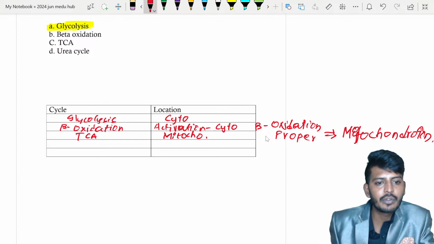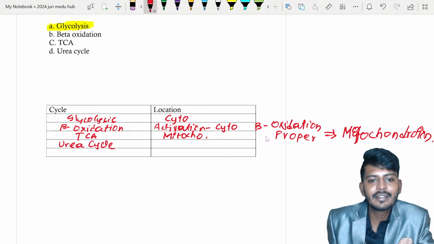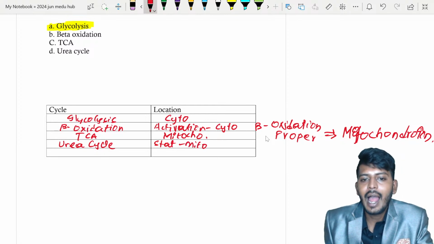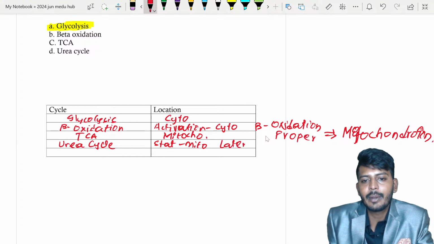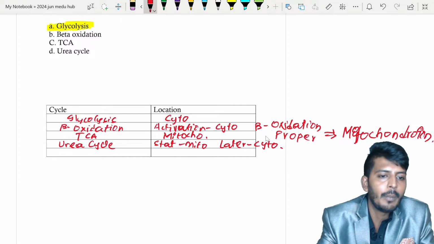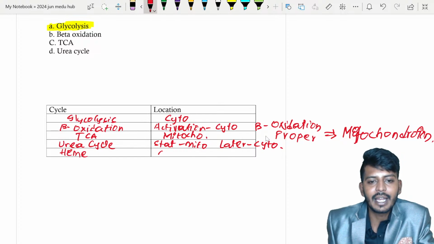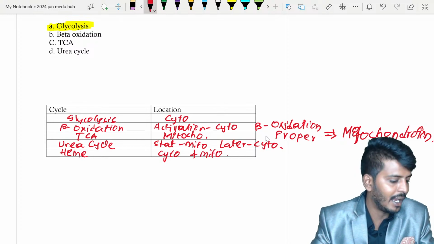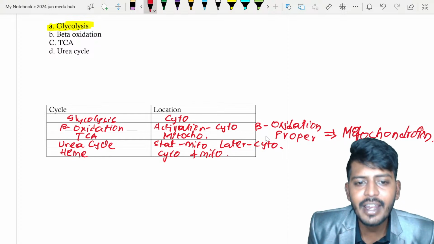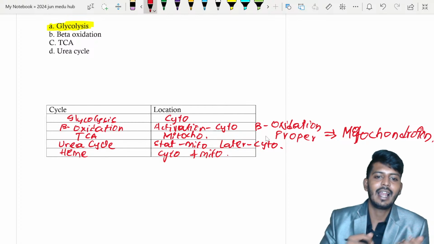Now let's go to the next one, the urea cycle. Where does the urea cycle occur? The urea cycle starts in the mitochondria, and later it goes to the cytoplasm. So the urea cycle is also in both places. And heme synthesis? Heme synthesis occurs in both the cytoplasm and mitochondria. The locations of the reactions are very important: glycolysis, beta oxidation, tricarboxylic acid cycle, urea cycle and heme synthesis.